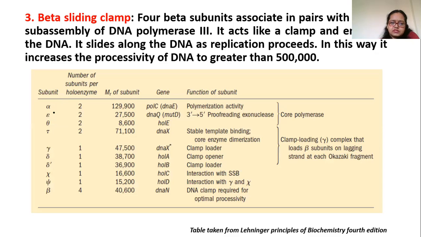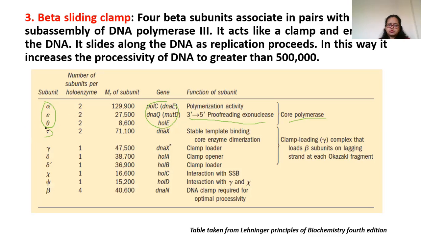So we can summarize the subunits present in DNA polymerase: alpha, epsilon, and theta. They are forming the core polymerase, and each is having two subunits. These are their molecular weights, and these are the different genes responsible for their synthesis. Alpha has the polymerization activity, epsilon has 3' to 5' proofreading exonuclease activity. The theta subunit is not generally known, but it also does polymerizing work, with low processivity.